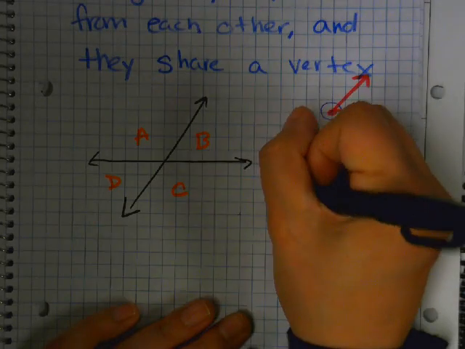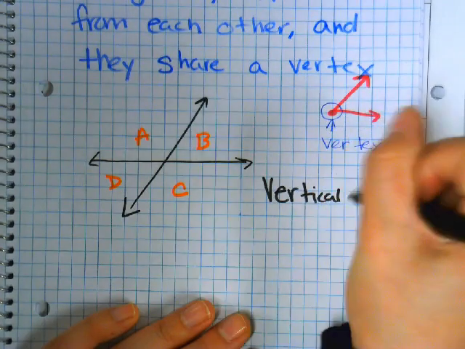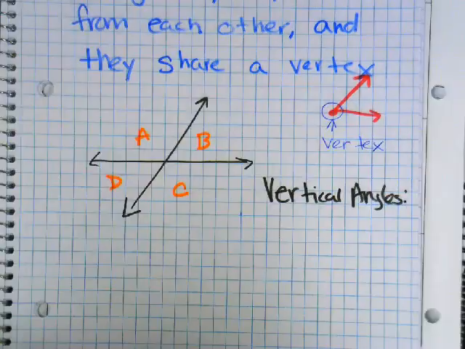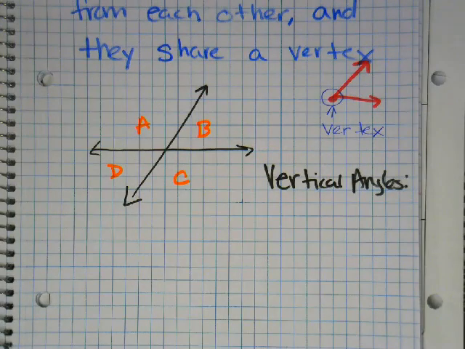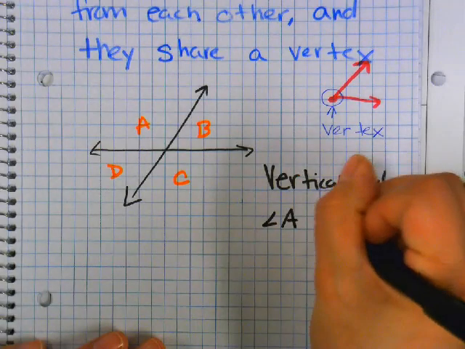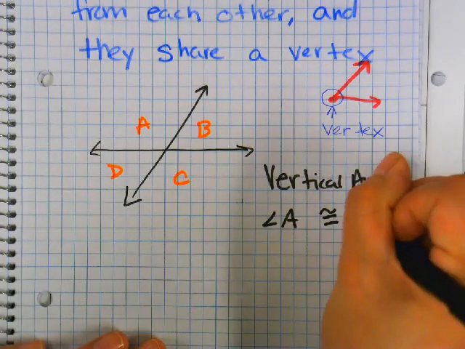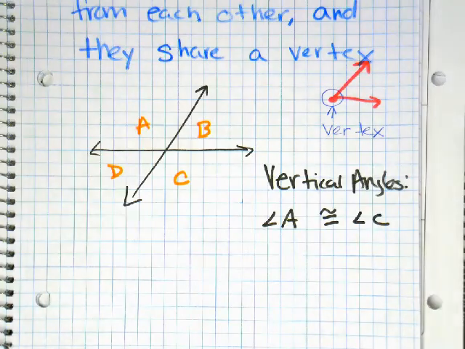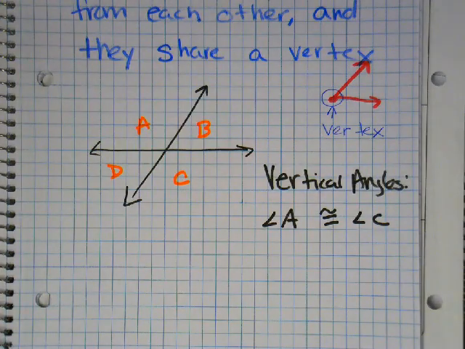Okay, so which pair of angles are vertical angles? Can you identify the pair of vertical angles? Which angles are opposite to each other? They're equal to each other, and they share a vertex. A and C. So, angle A is congruent to angle C. Let's take a moment and realize, where did that symbol come from? It looks like an equal sign with a squiggly line. In geometry, that means congruent.